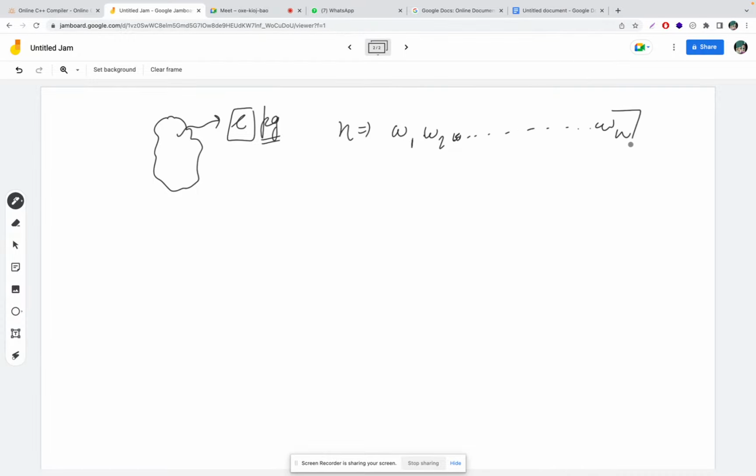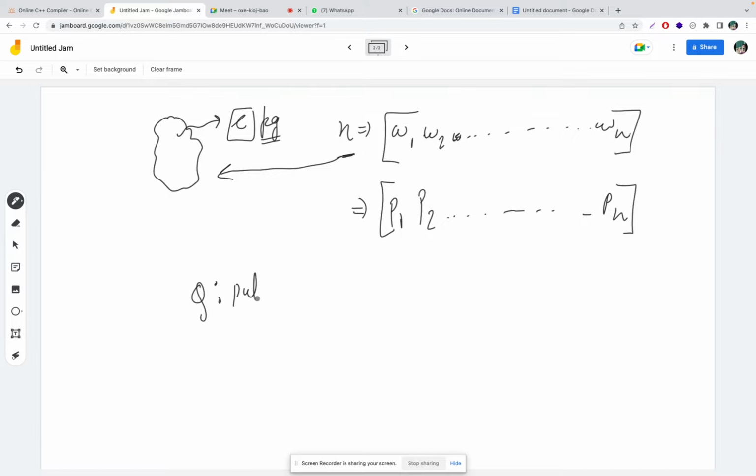Clear? Yes or no, Ankit and Raj? Yes, sir. Now also assume that there is a cost of each item, or you can say profit of each item. So the profit of the first item is P1, the second item is P2, till Pn. Clear? Yes, sir. So now the question says that what you have to do is put some of these n items in this bag. This is the question.